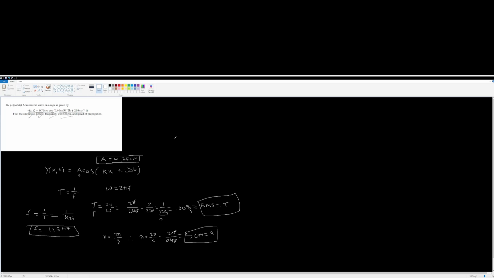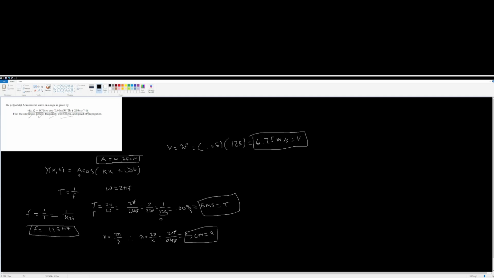And the speed of propagation is just the translating velocity of the wave. It's how it moves from left to right. And we know from our formula sheet that that equals lambda f, the wavelength times the frequency, which we've already gotten from previous parts of the problem. We can use meters this time since we want this in meters per second. So 5 centimeters is 0.05 meters. And then we want the frequency, which is 125, and it's already in base unit of hertz. And when I do this, I get 6.25 meters per second equals V.